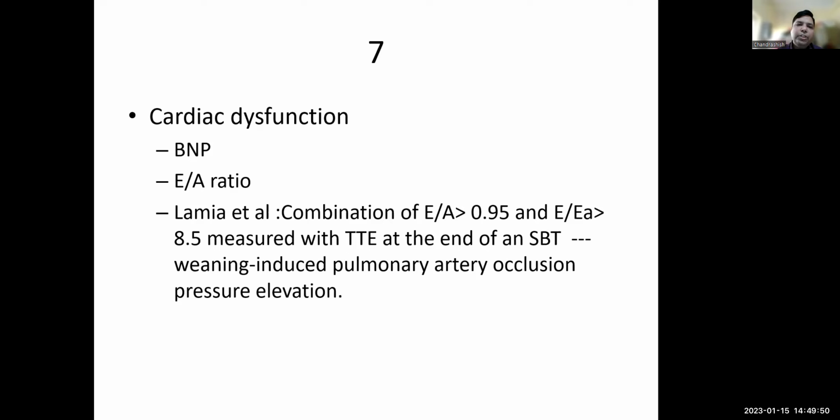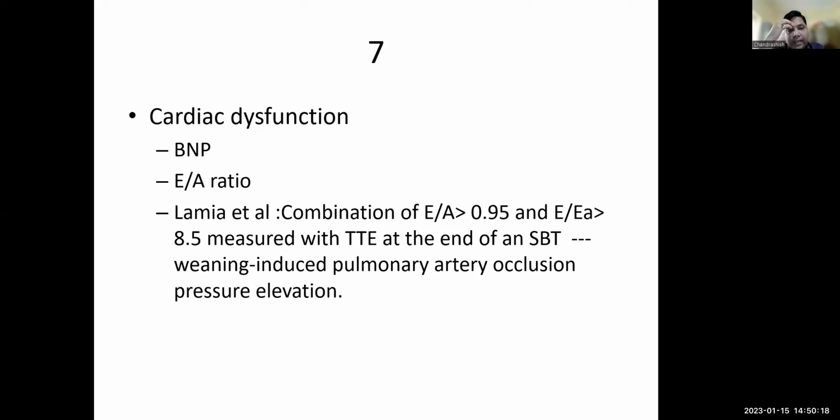One is to measure brain natriuretic peptide levels just before the weaning trial and half an hour to 1 hour into the weaning trial. And if you see that the BNP levels have significantly gone up, then that is an indication that this patient's cardiac failure is actually causing the weaning failure.